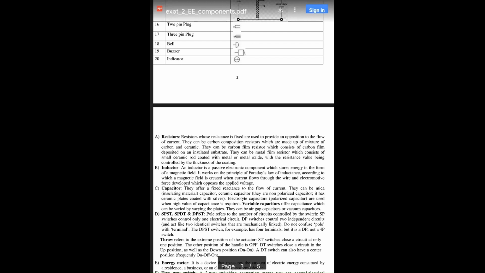So next is our bell and buzzer. These are connected at our main gate. So do you know the difference between the bell and the buzzer?